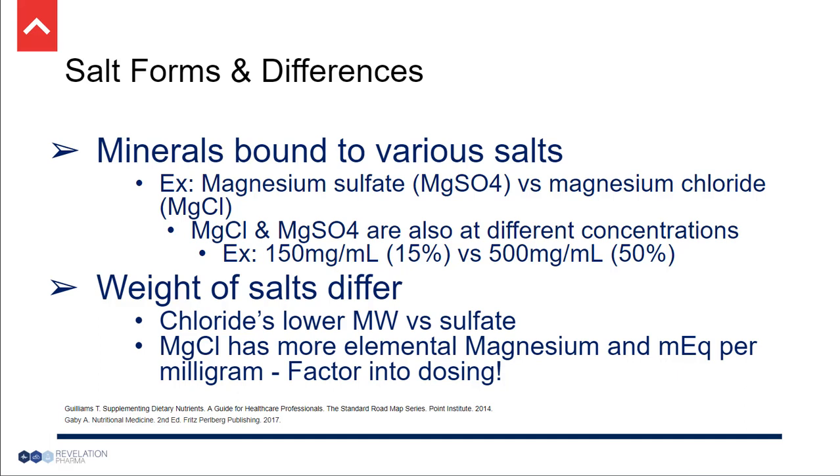Here are some examples. Magnesium chloride might come in 150 milligrams per mL, which is 15%, and magnesium sulfate frequently comes in 500 milligrams per mL, or 50%. So that's another factor on top of the different molecular weights. And even if they were milligram for milligram per mL, the molecular weights would still make a difference in the amount of elemental magnesium or the milliequivalents of activity per milligram. So all of this has to be factored into the dosing when it comes to minerals.